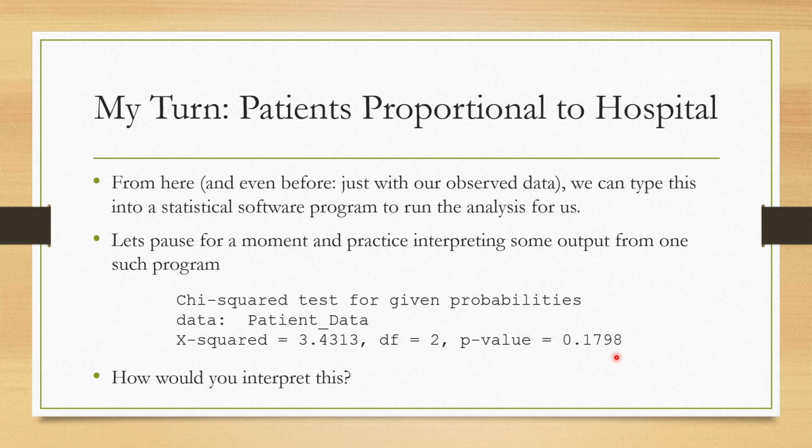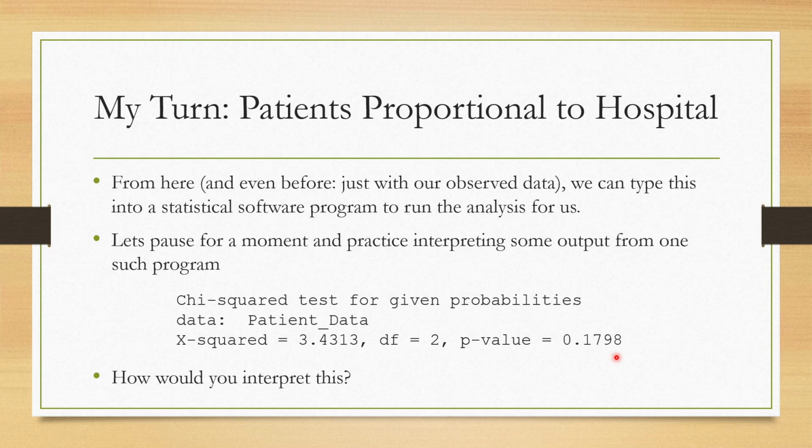So let's take a moment to remember how we can use this p-value to make a decision without doing the extra work. Again, this is often what we do in practice because we have access to statistical software, which gives us output like this. Recall, if p is greater than alpha, we fail to reject the null hypothesis. So consider one more time, what is the null hypothesis? The null hypothesis is that the proportion of patients matches the proportion of staff at the hospital.